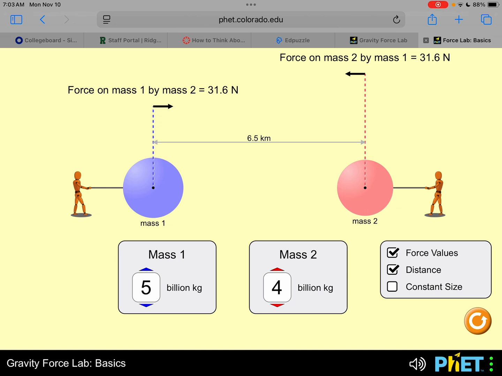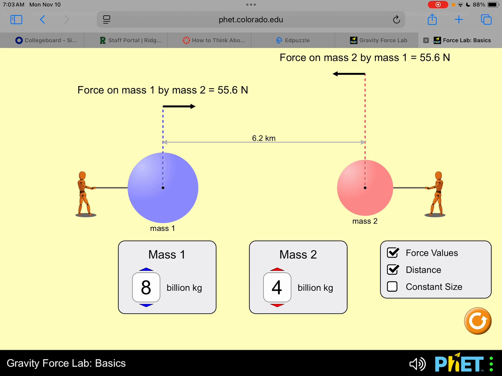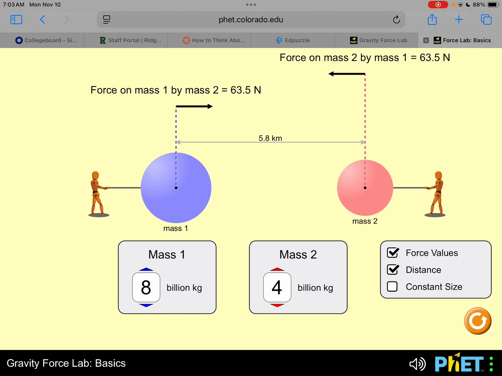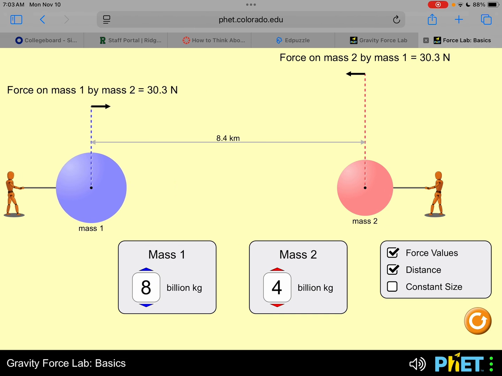So when two objects interact, they exert the exact same force, or feel the same force as the other one. It doesn't matter if one object is smaller and one object is larger, they feel the same force. That's Newton's third law. Now, the other thing that we can observe is that as we move the two objects closer together, the force increases. And as we move the two objects further apart, the force decreases.